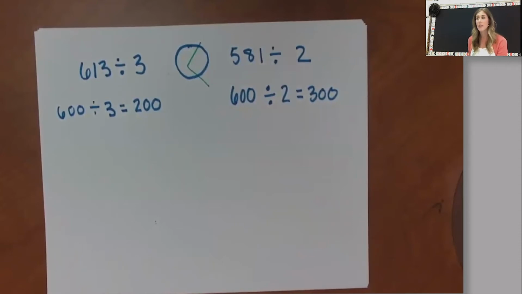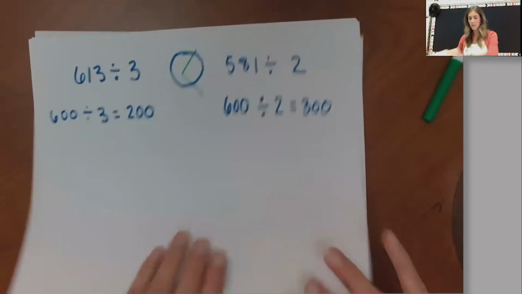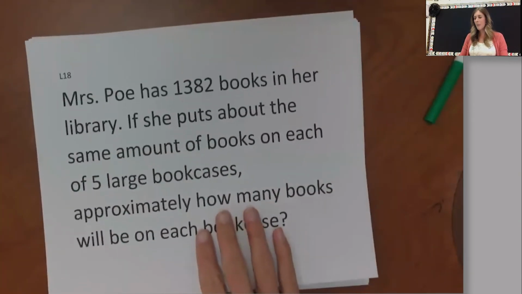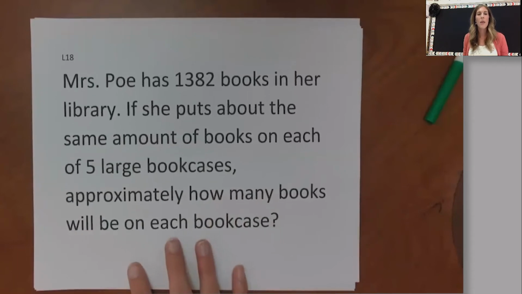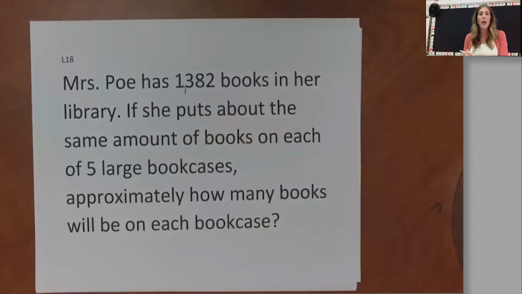Now you're going to get to practice some of these strategies, so get your pencil and paper ready. Walk through this next problem with me as I think aloud. Mrs. Poe has 1,382 books in her library. If she puts about the same amount of books on each of 5 large bookcases, approximately how many books will be on each bookcase?